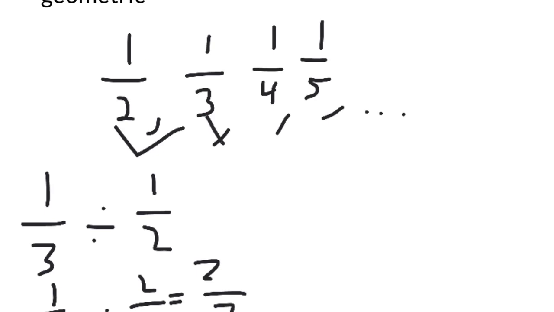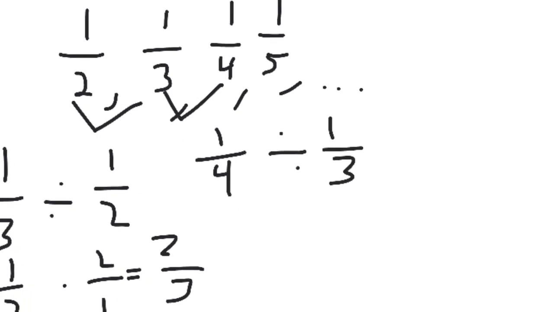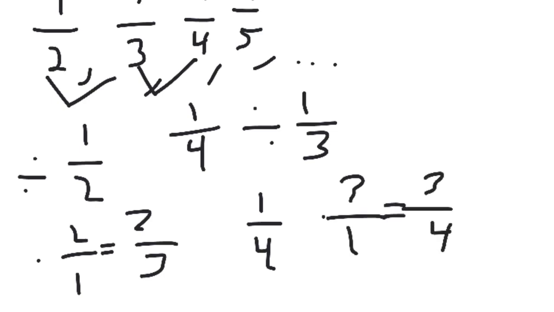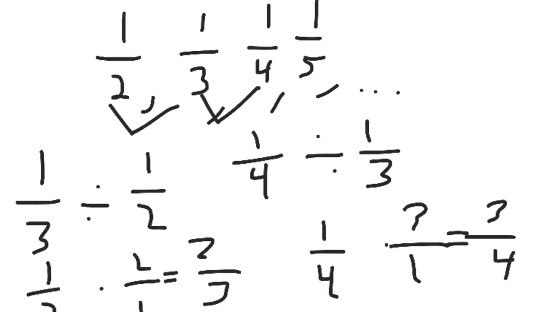Now let's check and see if that same ratio holds for the next set of terms. If you do 1/4 divided by 1/3, take one term and divide by its previous term, it should be the same ratio if it is geometric. And when you do this one out, it's 1/4 times 3/1, so you get 3/4. So clearly they're different. 2/3, 3/4, they're not going by the same amount.